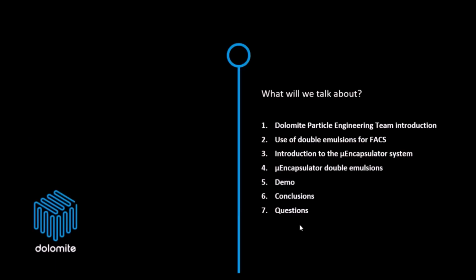Okay, so today I hope to tell you a little bit about our Dolomite particle engineering team, what we do here, and how we use double emulsions for FACS, introduce our microencapsulation system, which is what we use to make these double emulsions, and then also how these double emulsions are made using that system. And I will be able to give you a live demo of doing that. Once I've shown you that, I'll just close off with some concluding remarks, and then finally I'll take and answer some questions if time permits, or otherwise I will email them to you.